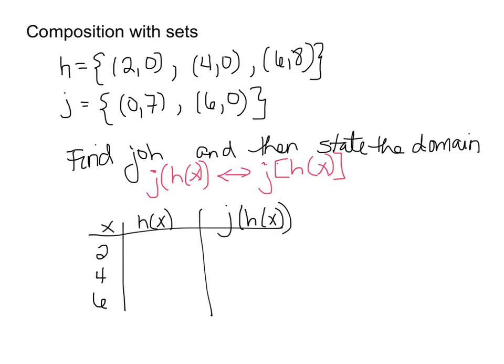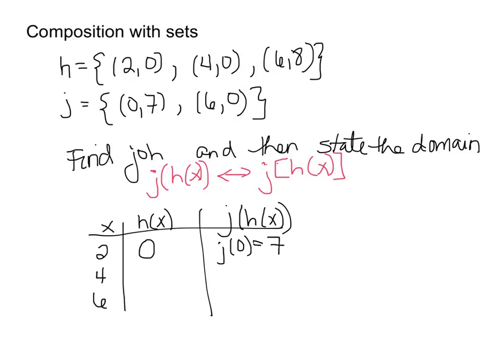Okay, if x is 2, then we want to think about, x is 2, we put it in the function h, it spits out what y value, and in this case it should be 0. So the question we want to ask is, can we evaluate j of 0? What happens if we use 0 as an input in the function j? Well, that's right here. If the input is 0, then this spits out the number 7.